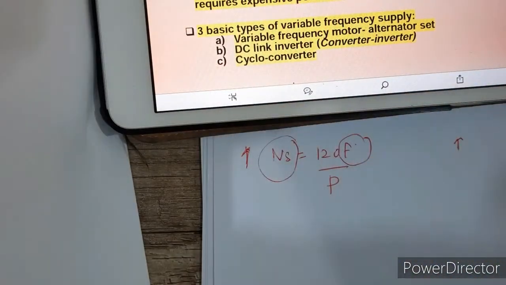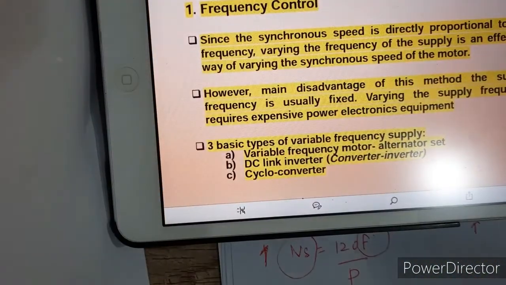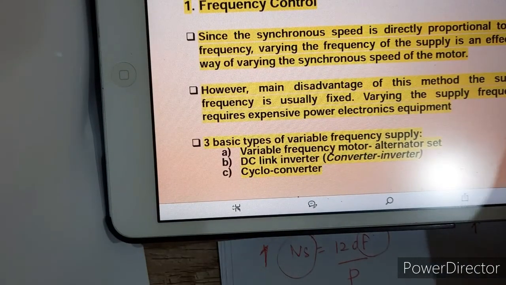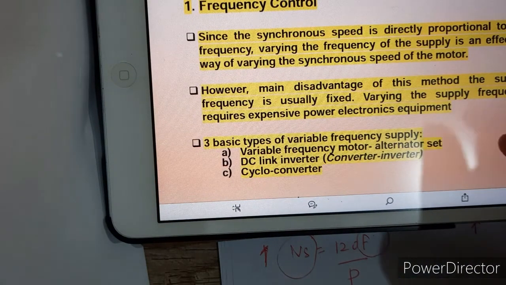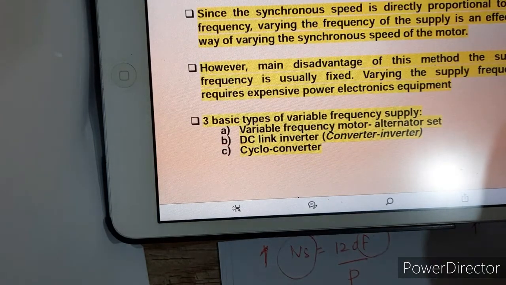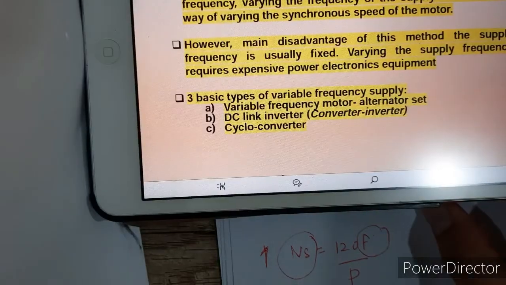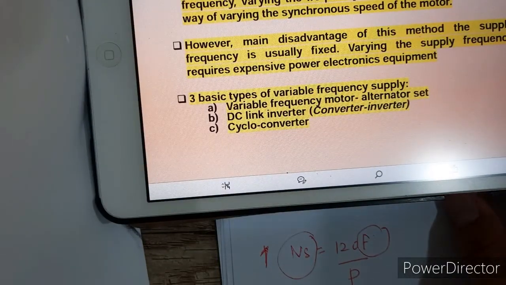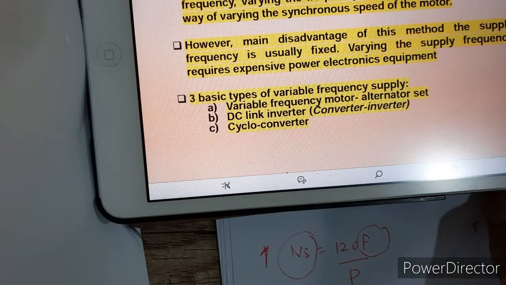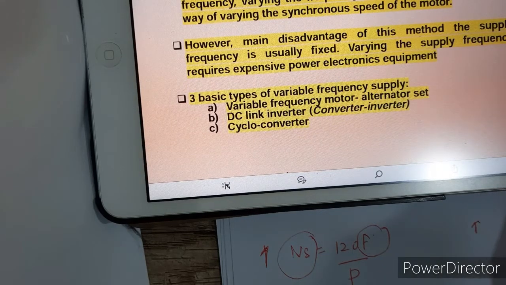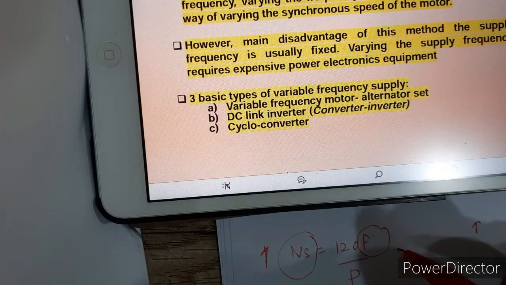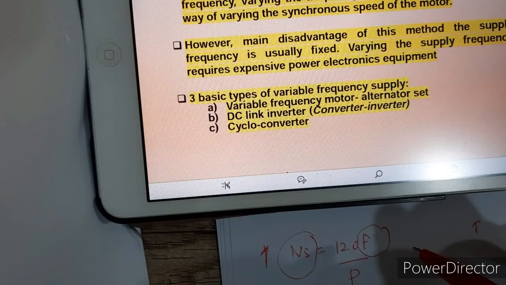However, the main disadvantage of this method is that the supply frequency is usually fixed. Varying the supply frequency requires expensive power electronic supply. In our country, the frequency supply is 50 Hz, fixed from TNB. So if we need to change our frequency, we have to add another external circuit using power electronic equipment.